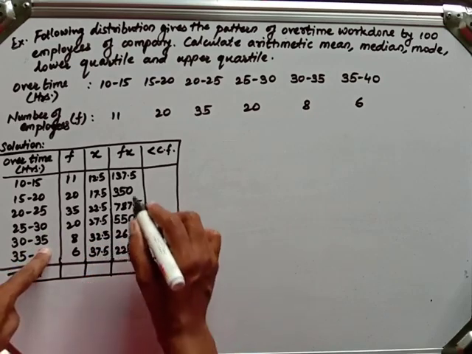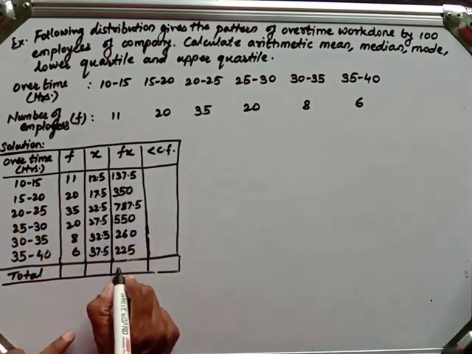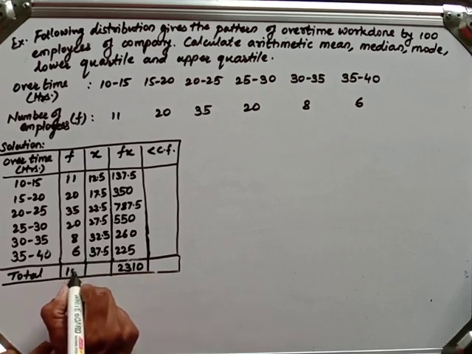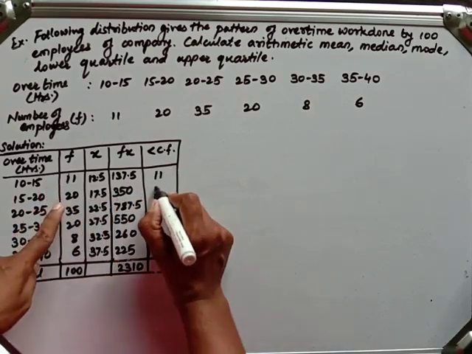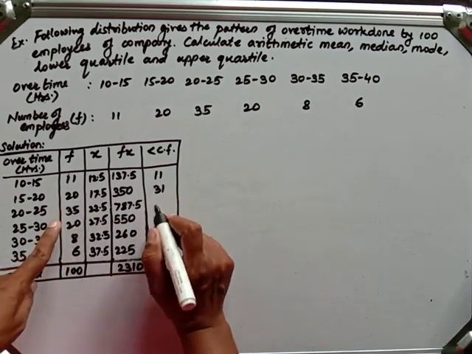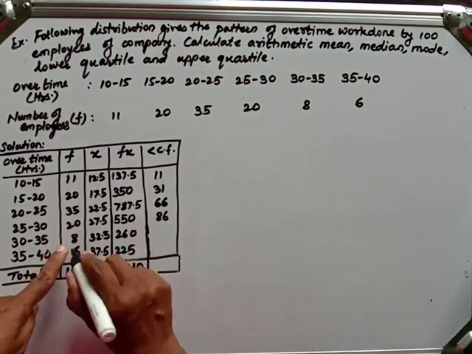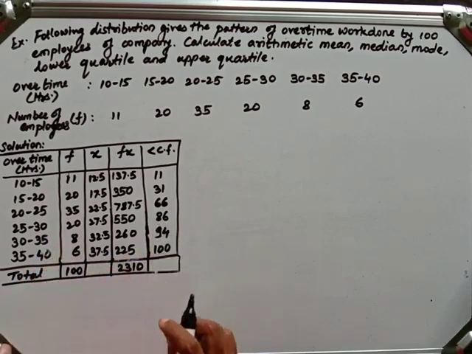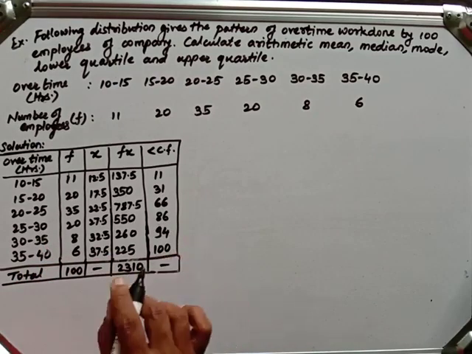Fine. Now less than type cumulative frequencies. Let me determine them. We need the sum of all frequencies, and this sum also we require. This sum is 2310 and the sum of all frequencies is 100. Fine. Now less than cumulative frequency: here 11 plus 20 will be 31. 31 plus 35 will be 66. 66 plus 20 will be 86. 86 plus 8 will be 94. 94 plus 6 will be 100. Now these ones are not required. Now let us determine one by one.